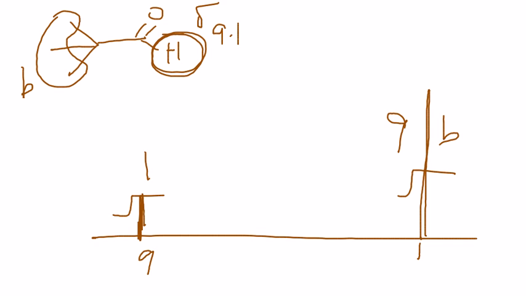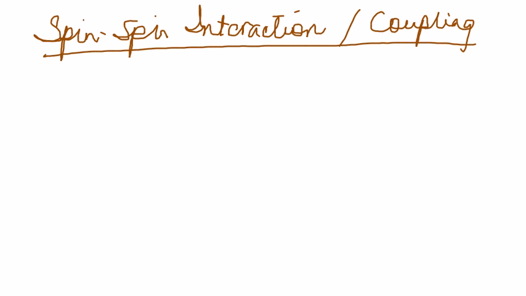Now, what's the last part of an NMR? What else does it tell us? Okay, so the spin-spin interactions, sometimes also referred to as the spin-spin coupling. Spin-spin coupling. What does that mean? Now, I'll give you 2 examples.